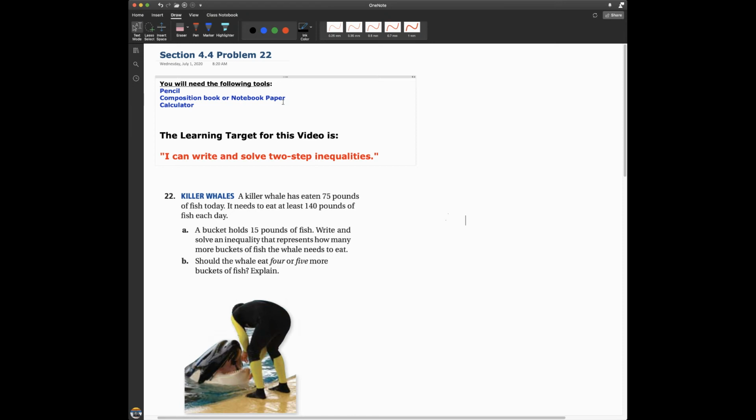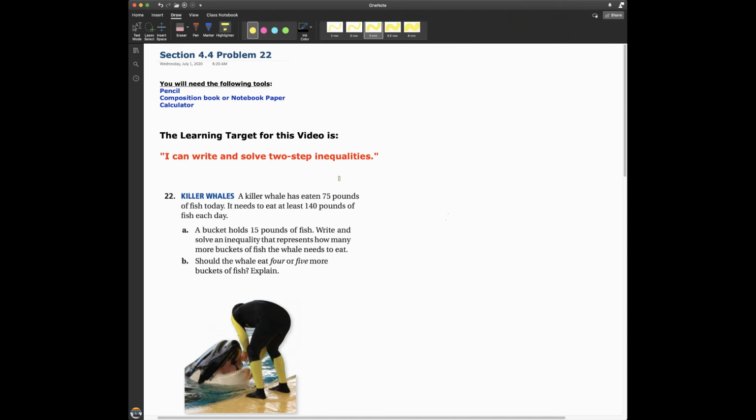You need your pencil, composition book, or notebook paper, as always, to take notes, and you might need a calculator for this problem. The learning target for this video is: I can write and solve a two-step inequality. So we have to be able to write an inequality.